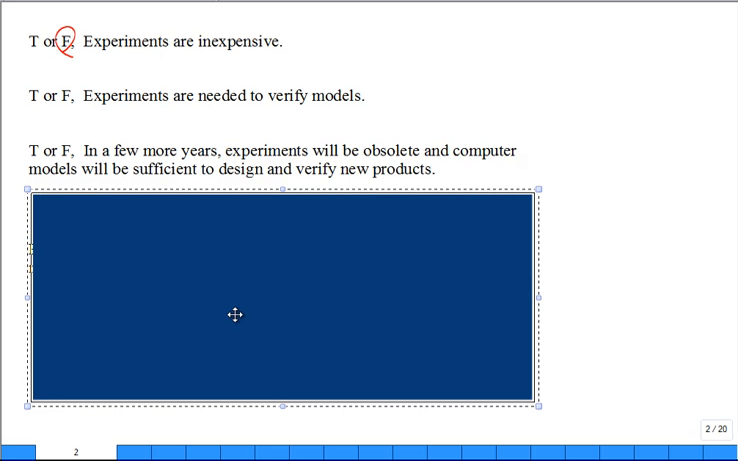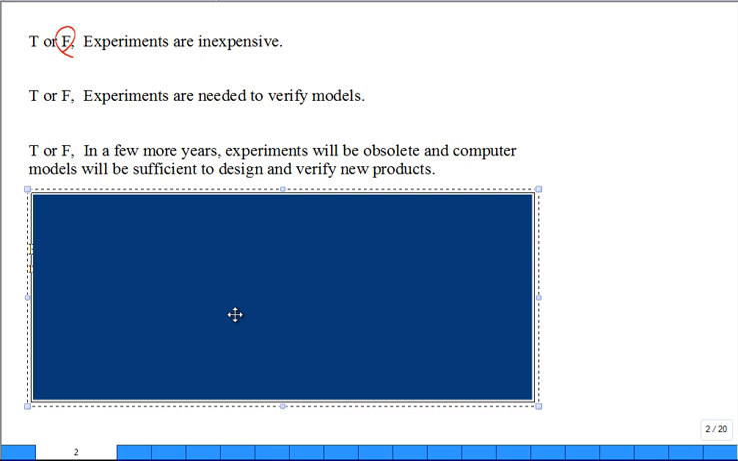In a few more years, experiments will become obsolete and computer models will be sufficient for design and verification of new products. And some people have made those claims, like our computer models are getting so good that we can dispense with some experimentation, and that's a little dicey. You might be able to curtail it some, but you'll never get rid of it.